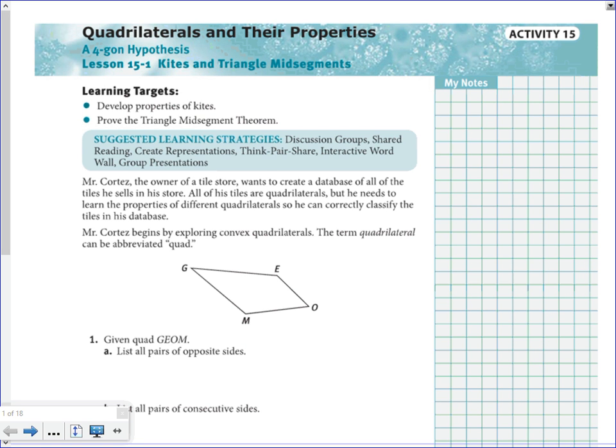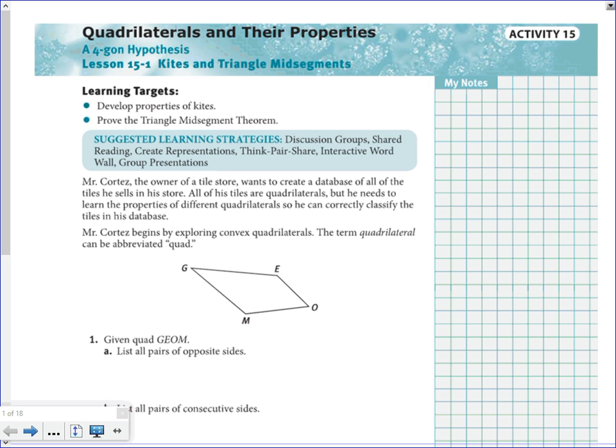All right, so we're going to be looking at activity 15, which is dealing with quadrilaterals and their properties. And we're going to start off by looking at lesson 15.1, where we're going to be talking about kites and triangle midsegments.